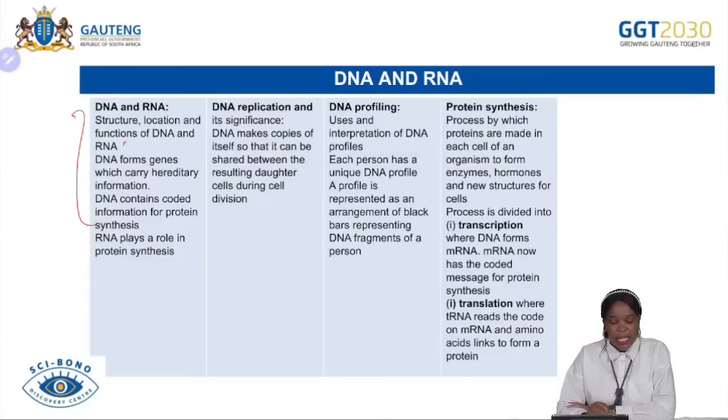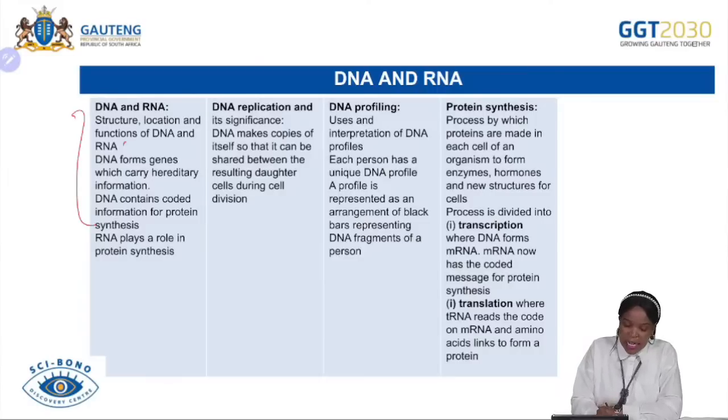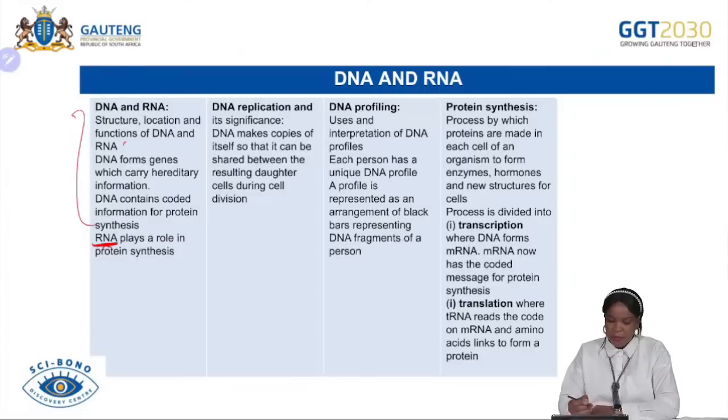Then you must know that DNA forms the genes which carry the hereditary information, and DNA also carries the code for proteins. These are the functions of DNA, and it also plays a role in protein synthesis. Now, RNA is the one that plays a role in protein synthesis because we need the RNA to bring about the required amino acid.